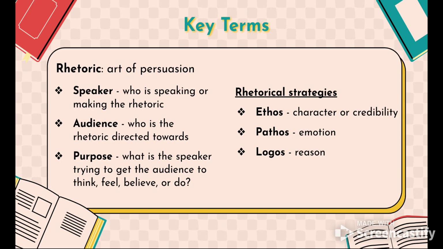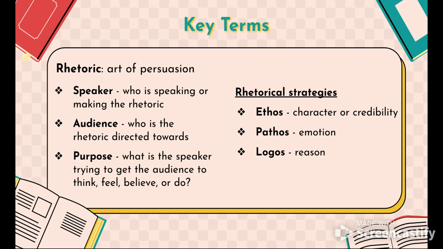So, just to recap, as we saw in lesson 1, rhetoric is the art of persuasion, trying to convince someone about something. The speaker is the person who is making the rhetoric, and the audience is the person or people who the rhetoric is directed towards. And then we think of purpose, which is what is the speaker trying to get the audience to think, to feel, to believe, or to do.